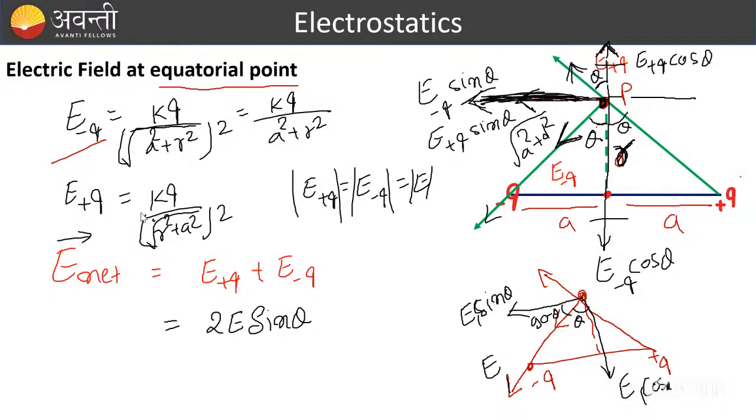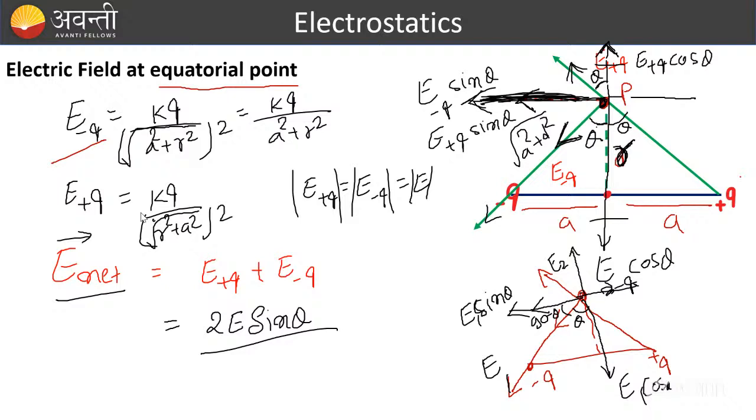And because of plus q, let's say electric field is E2, it will have one component in this direction, E2 cos theta. And here, sorry, not in this direction, again in this direction, E2 will have a component E2 sin theta. So basically, E net will be, because of the horizontal components of both plus Q and minus Q getting added, 2E sin theta.